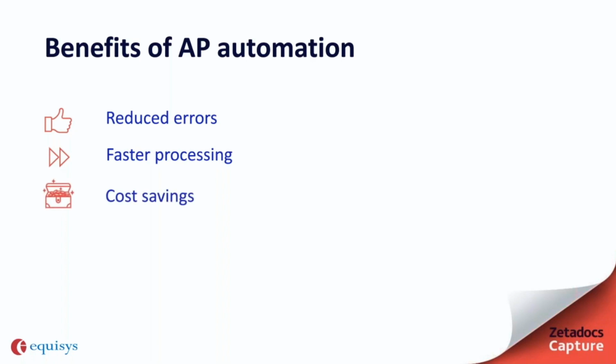AP automation reduces manual labor and paper usage, which leads to substantial cost savings. This streamlined approach minimizes processing errors, ensuring financial accuracy and efficiency. Moreover, it prevents late payment fees by facilitating on-time payments while capitalizing on early payment discounts, further enhancing cost effectiveness.